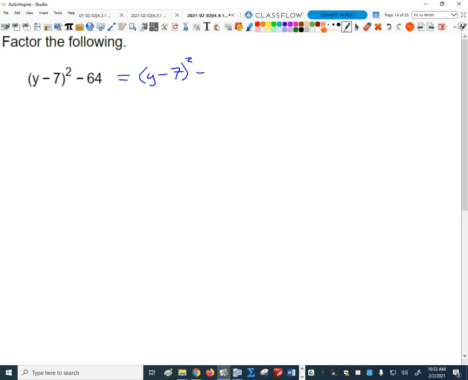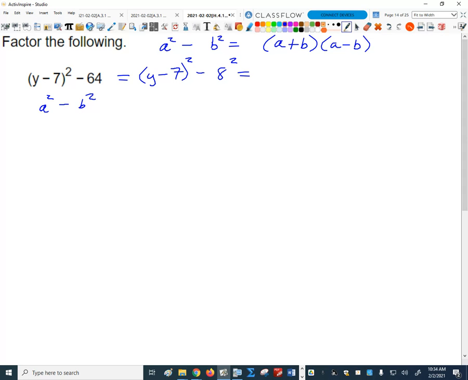But couldn't this whole thing just be like my a, right? I want to write this as a squared minus b squared. Well, a could just be y minus 7. How could I write 64 as something squared? Okay, yeah, that's just 8 squared, isn't it? So y minus 7 squared minus 8 squared, that's just following our pattern of a squared minus b squared equals, I'll write it the other way this time, a plus b times a minus b. It doesn't matter the order, right? You can either do the sum first or the difference first, doesn't matter.